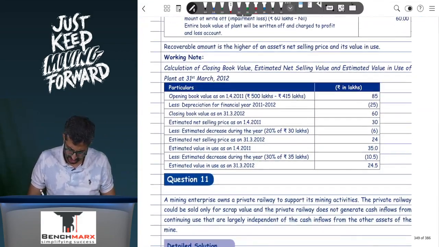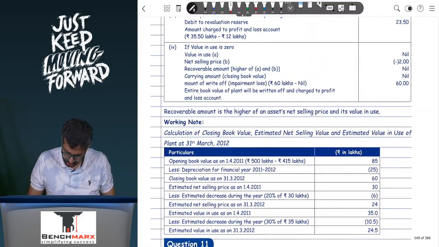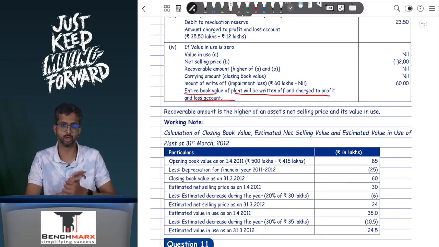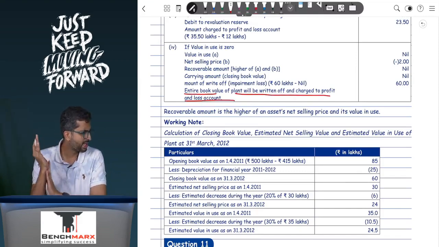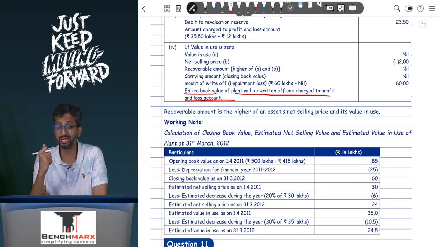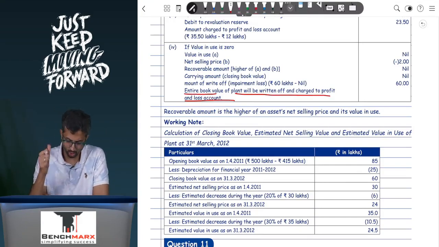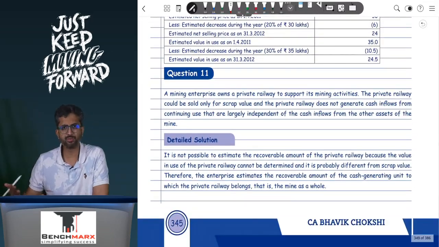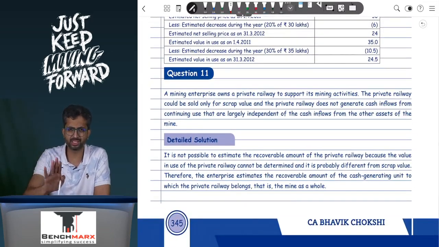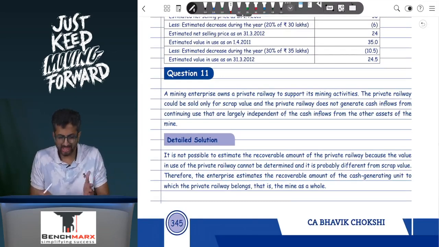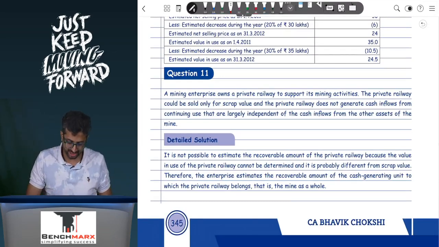Over here, as you can see, in the last case, the entire book value of the plant will be written off and charged to the profit and loss account. So this takes care largely of all the practice questions as well as the illustrations in the institute material. 11, 12, 13, 14, 15 are 5 examples that the institute has, which we will discuss. So you will see most of these as cases which are actually examples.